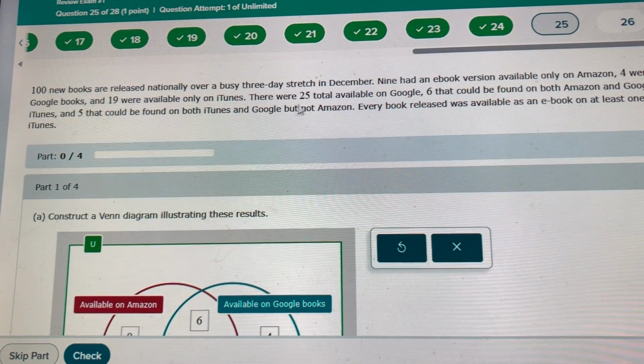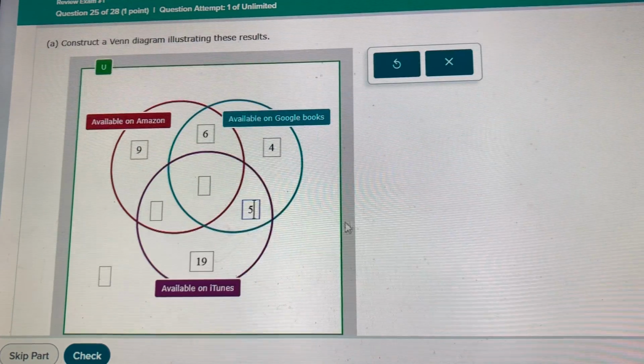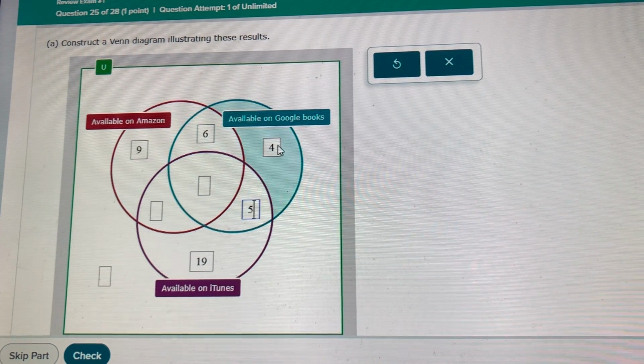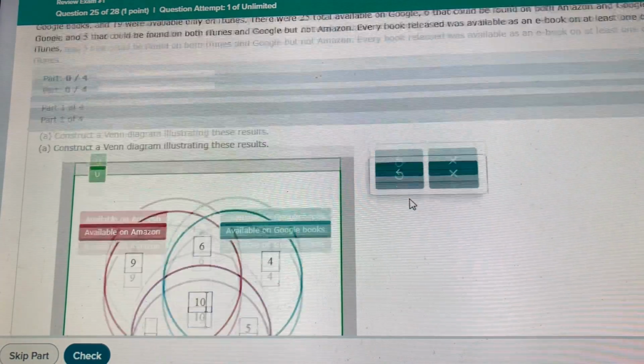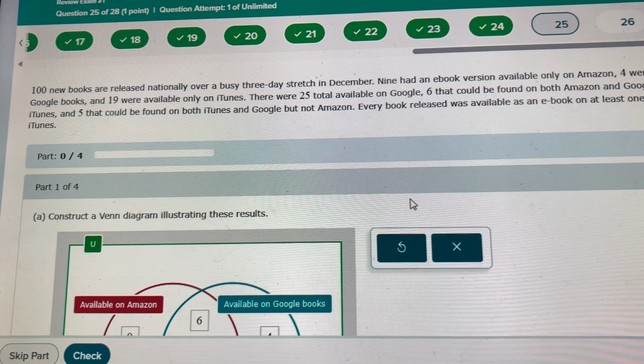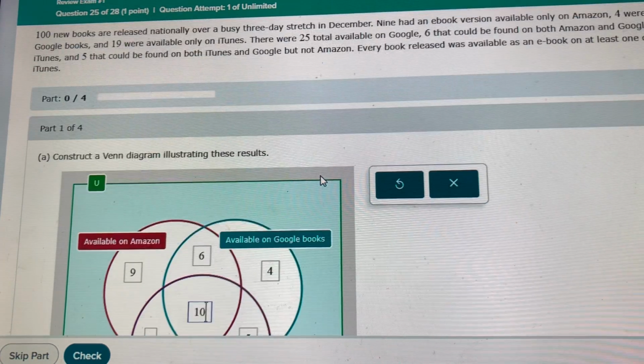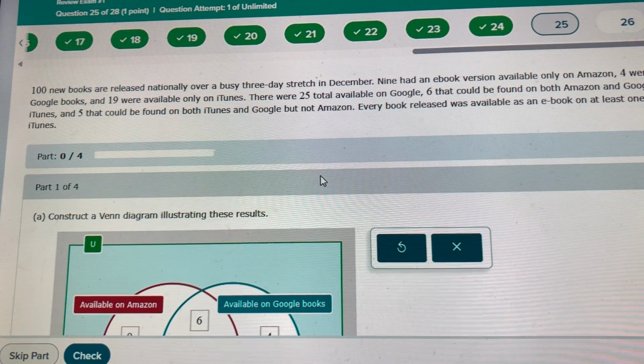Now I can go back to this 25, the total for Google. The total for Google is 25. That's all 4 of these sections right here. And the 3 that I already have add up to 15. 25 minus 15 is 10. And then, okay, we're still missing 2 of these here. Oh, is it this here? 9 had an ebook. Oh, no, it's only on Amazon. Okay.